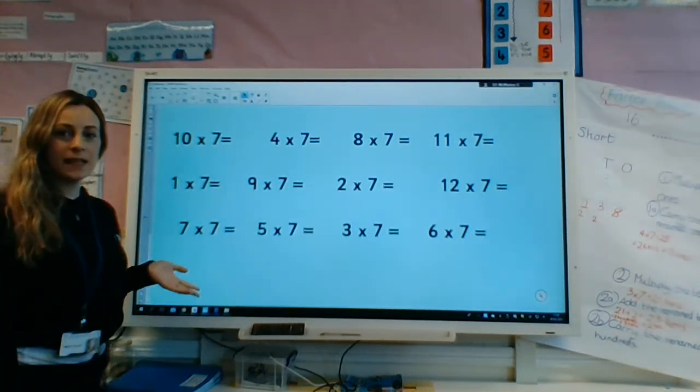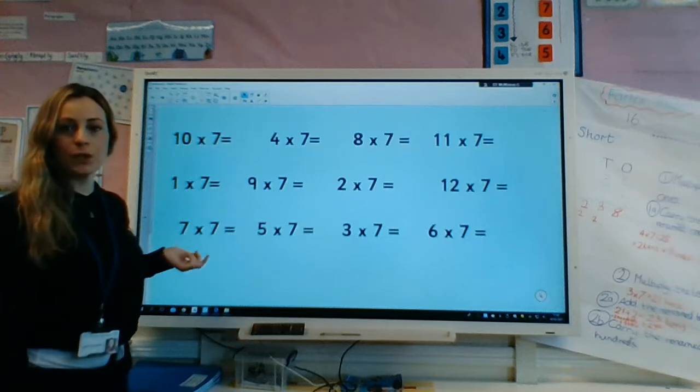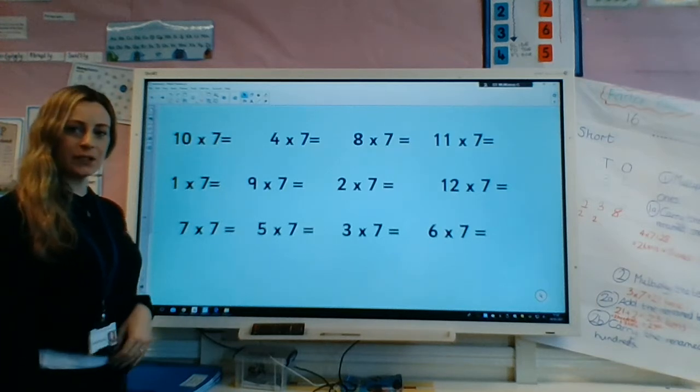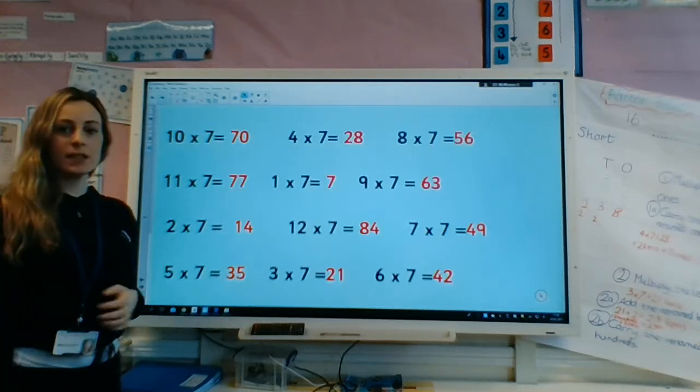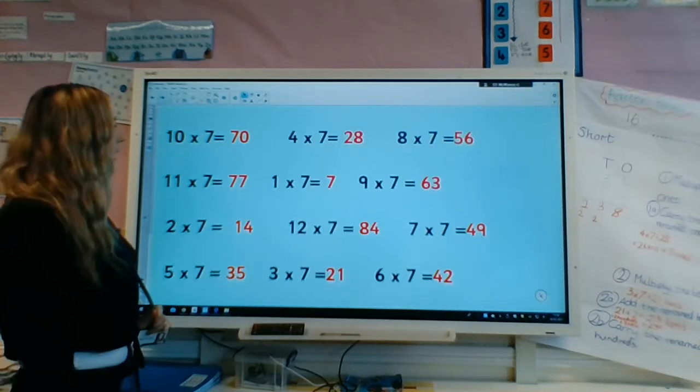So again, your mental maths today is multiplication. It's a 7 times table, so pause the board and have a go at these questions. Okay, welcome back. Here are the answers, so check how many you've got right.